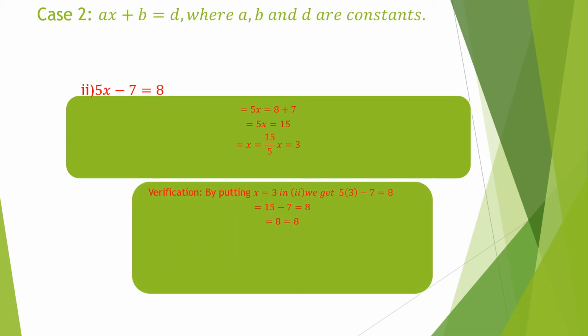Now the verification is by putting x is equal to 3, which is the answer of x, in equation number 2, which is the original equation. We get 5x, 5 into 3, 15 minus 7 is 8. Left hand side is equal to right hand side. The equation is verified.